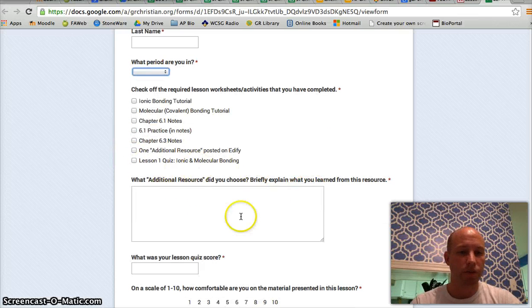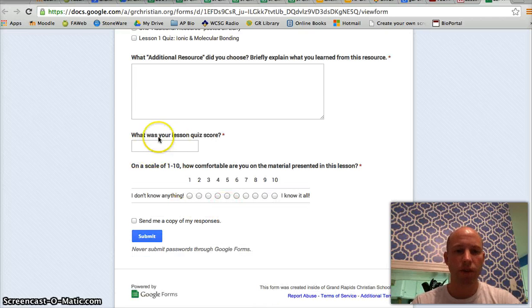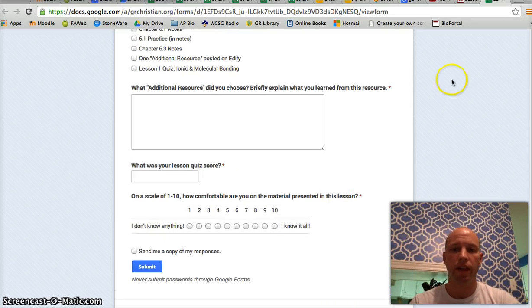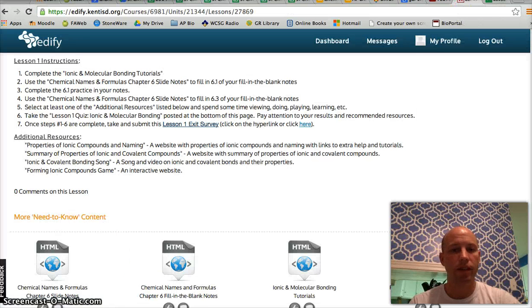Talk a little bit about that extra resource that you used and what you learned from it. How did you do on your quiz? And then finally, what is your confidence level on this lesson 1 material? So rate yourself on a 1 to 10 and submit your responses. And at that point, you have completed the lesson 1 tasks.